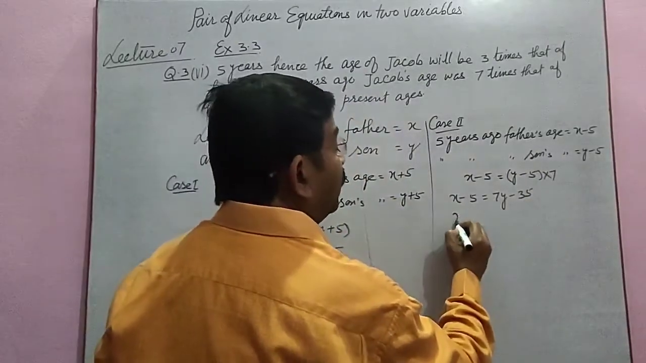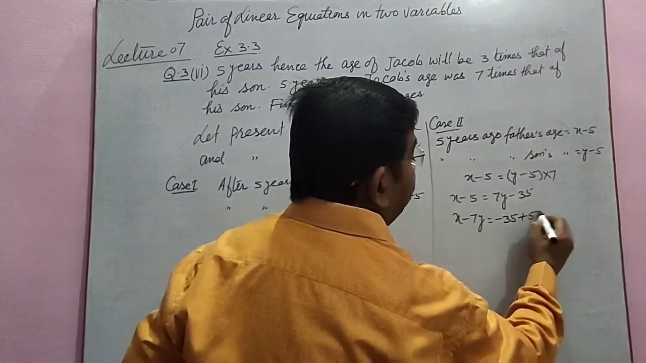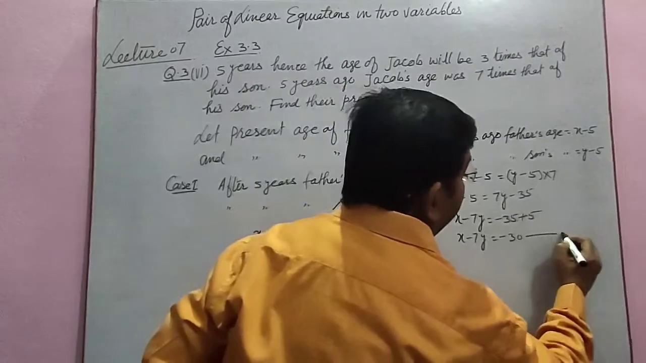Bring this y to this side. X minus 7y is equal to minus 35 plus 5. X minus 7y is equal to minus 30. Equation number 2.